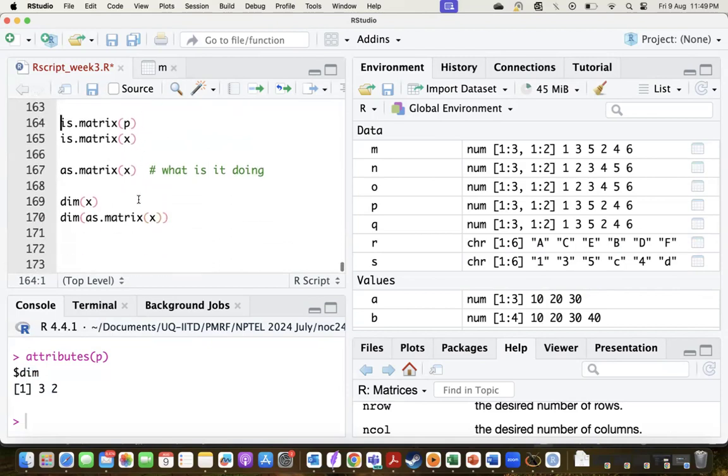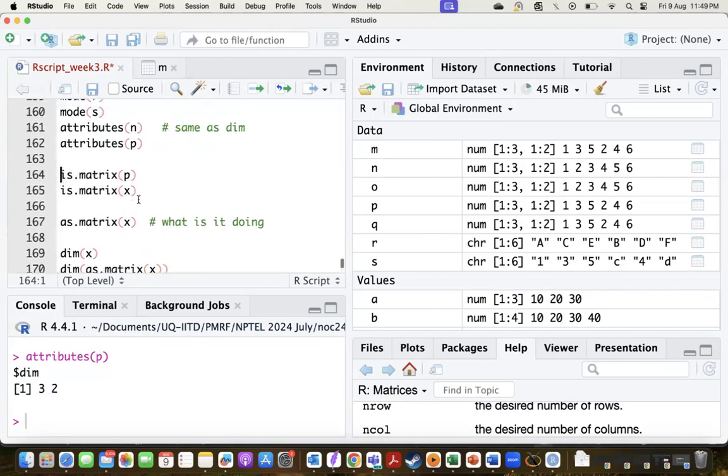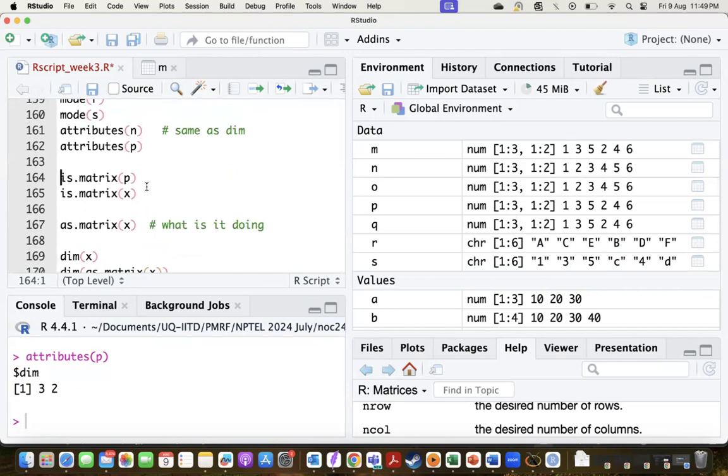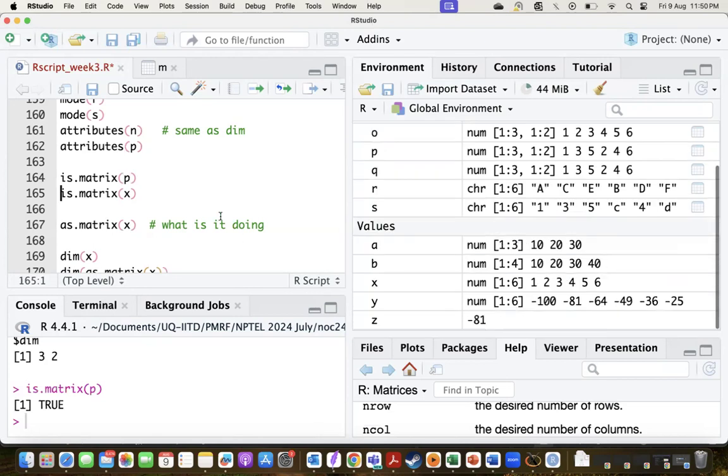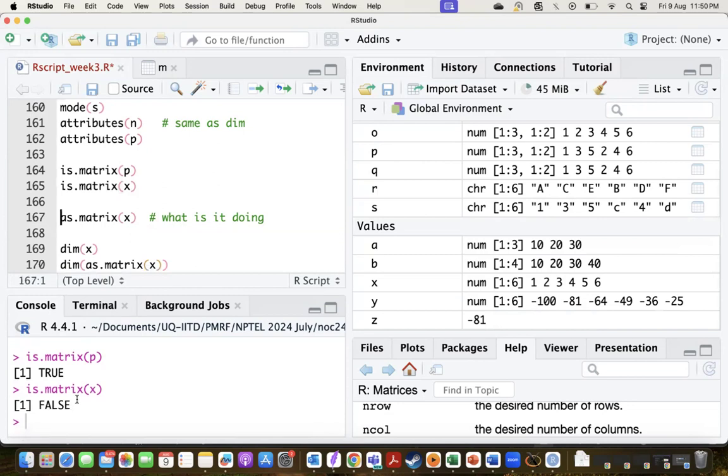Okay, so I'm not sure if this was a part of the course, but anyway, we saw some functions last time, which was is.character and as.character, is.numeric and as.numeric, right? So very similar to that, we also have something called is.matrix and as.matrix. So is.matrix is to check whether something is a matrix or not. So if I check is.matrix(P), and P was actually a matrix, it's going to give me TRUE. If I do is.matrix(X), X was not a matrix, right? It was a vector, so it's going to give me FALSE.